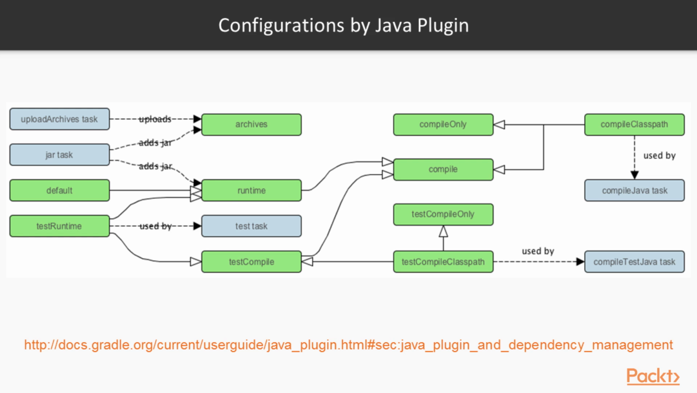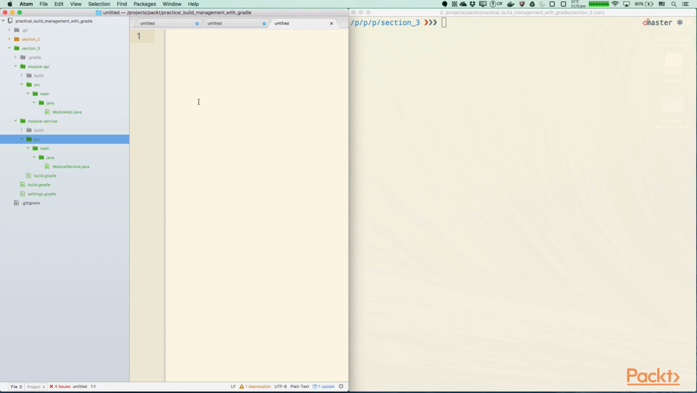And similar works for test related dependencies. Basically test configuration extends compile, and it means that dependency added to compile configuration will be available for test compile and test runtime, and dependency added to test compile configuration will be available for test runtime, and so on. Now we have understanding how configuration works. Let's continue. Okay, now we know how configurations working in Gradle, and let's try to do something.